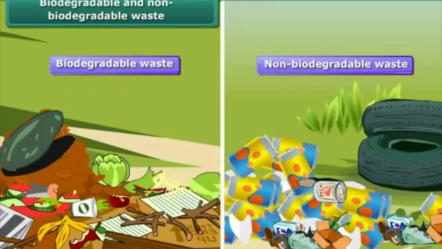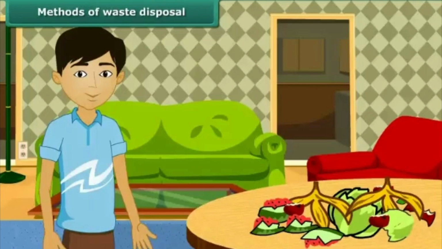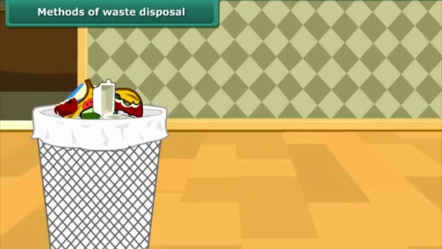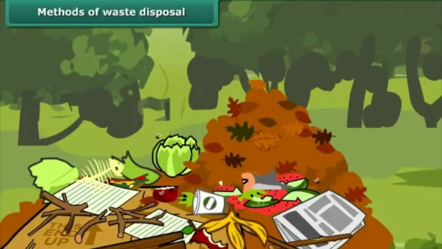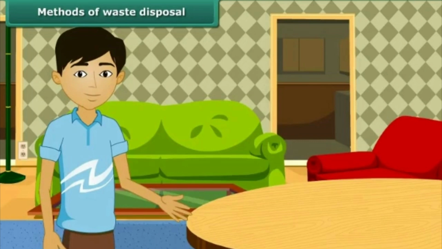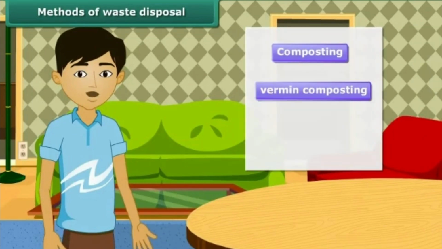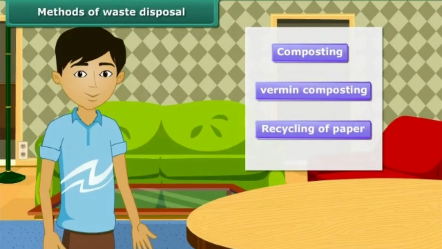Wastes are divided into two categories as biodegradable waste and non-biodegradable waste. Vegetable and fruit skin are biodegradable waste, whereas plastic, metals, and glass are non-biodegradable waste. When we peel off fruit and vegetable skin, it is necessary to dispose of it in a dustbin. Careless lying garbage attracts disease-causing insects. Let us look at various methods of waste disposal like composting, vermicomposting, and recycling of paper.